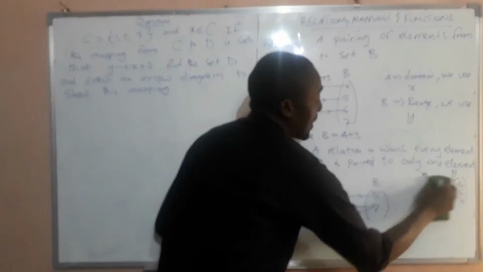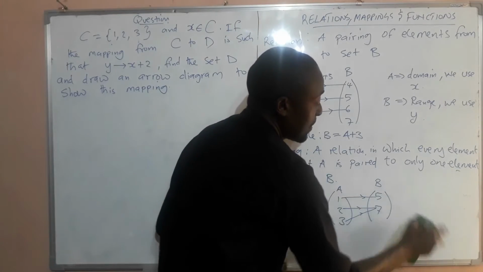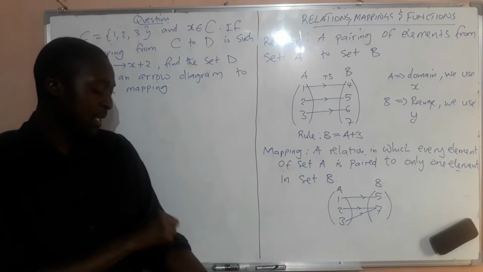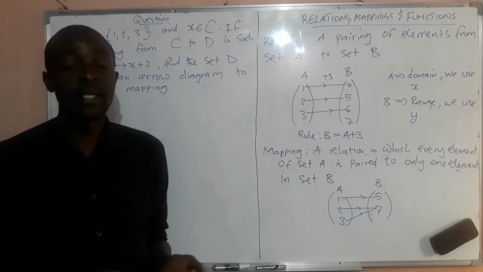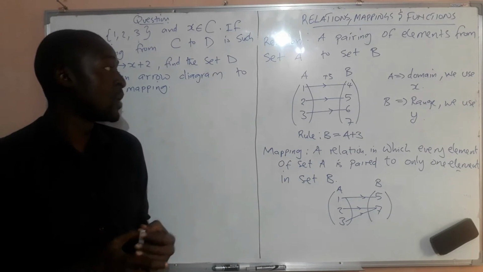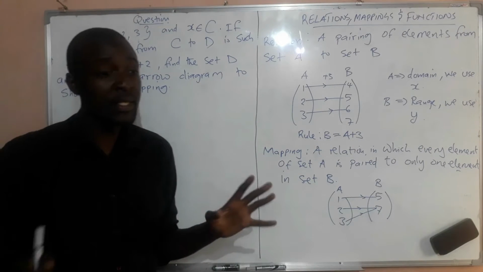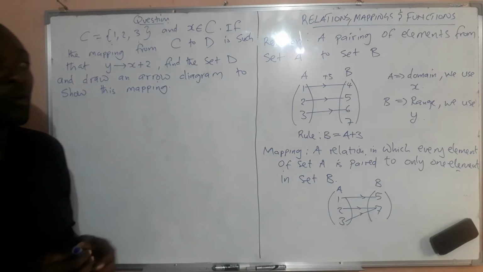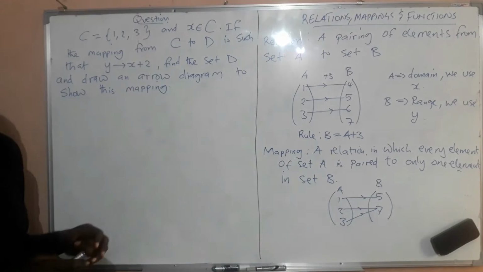Okay, so this is just a special type of relation. Now, there are so many types of relations. In this lesson, we are not going to look at the types of relations that are there. We'll just look at certain things that we have for today, and then we can continue. Okay, so let's look at our first question here.